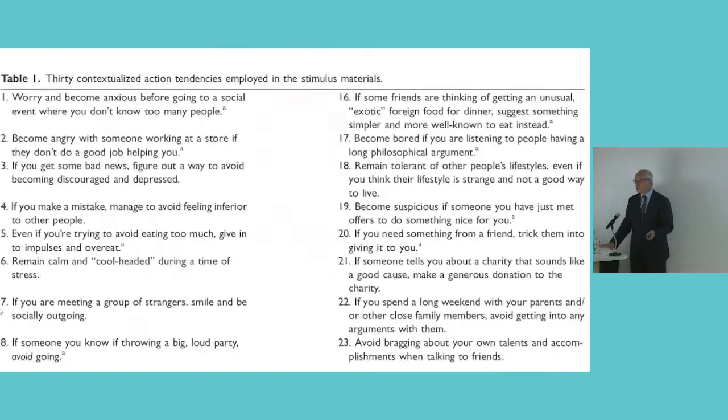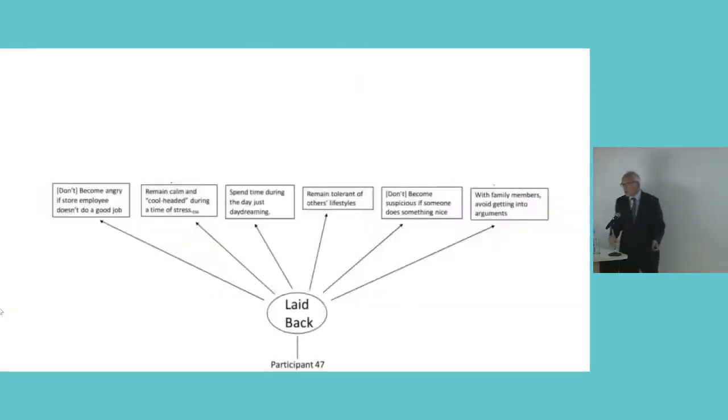But what happens is we use these 30 contextualized action tendencies where they represent each of the facets of the five-factor model. So if you know this thing, each one is supposed to have 6 facets, and if you multiply the numbers, you get 30. And then we ask people to run the Kappa model methods, and here's the kind of thing that happens.